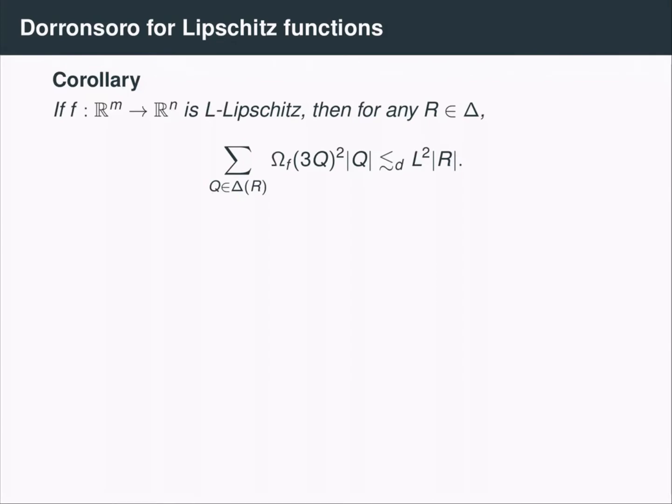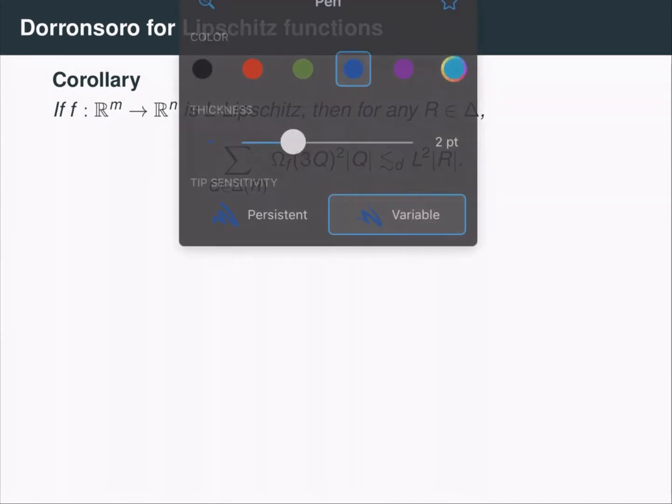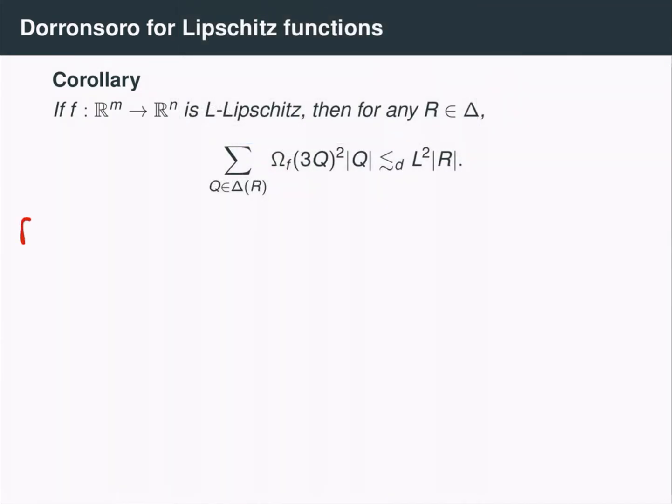If I have a Lipschitz function between two Euclidean spaces that's L-Lipschitz, then for any dyadic cube R, if I take the sum of the omega numbers squared times the Lebesgue measure of Q, where the sum is over all dyadic cubes contained in R, so that's what that notation means, then this sum is at most a constant times the Lipschitz constant squared times the Lebesgue measure of R. Okay, so let's run through the proof.